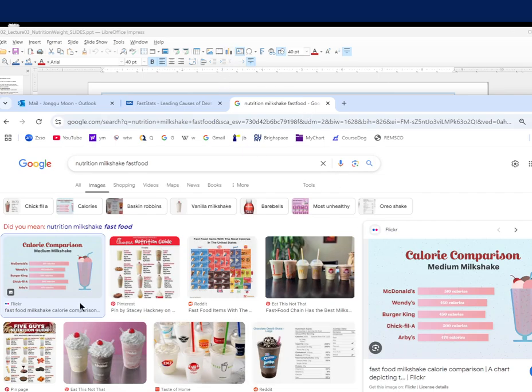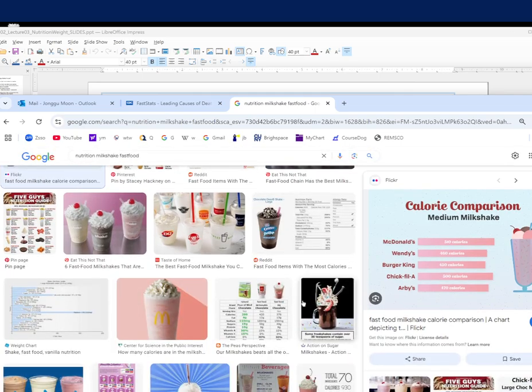Who is this? Always double check your sources. Flickr. So some random person made a picture and uploaded it to Flickr. So there is no guarantee of the accuracy of this information. I'm tempted to.